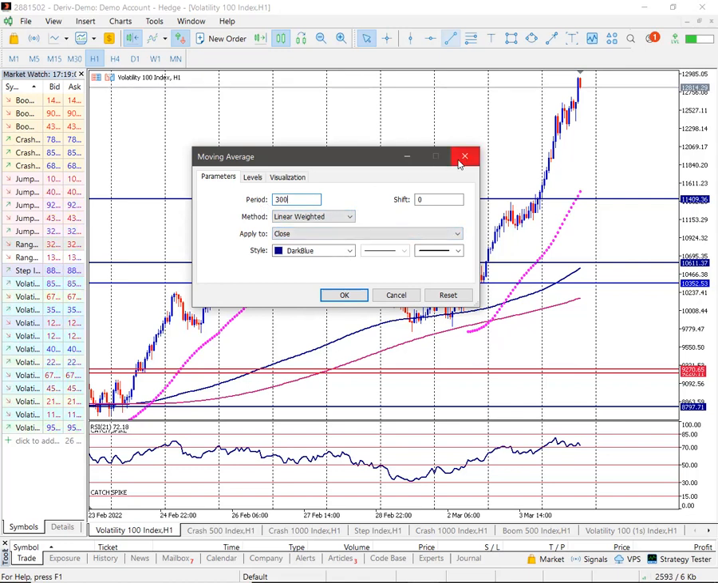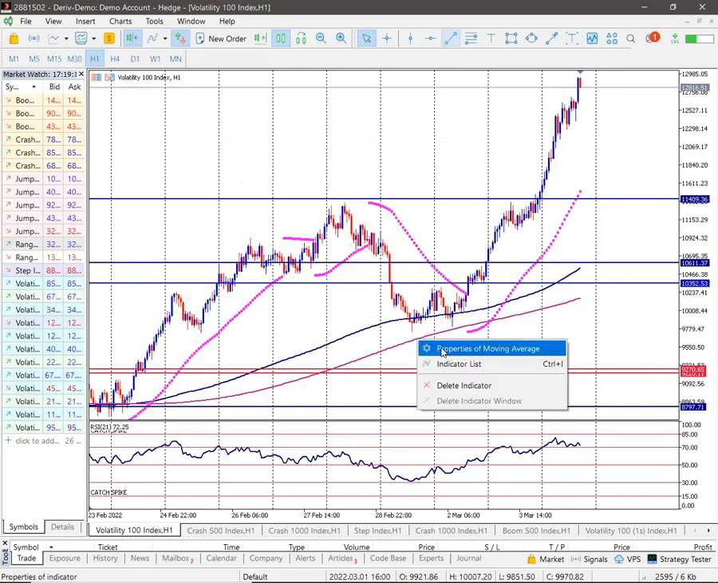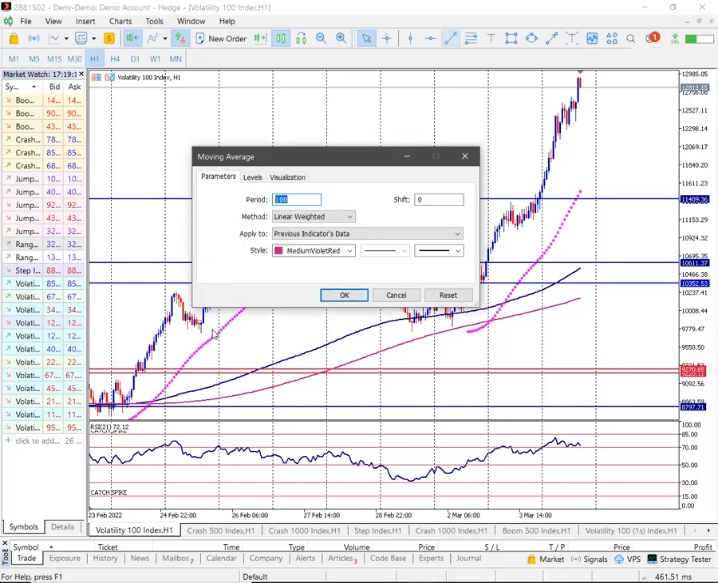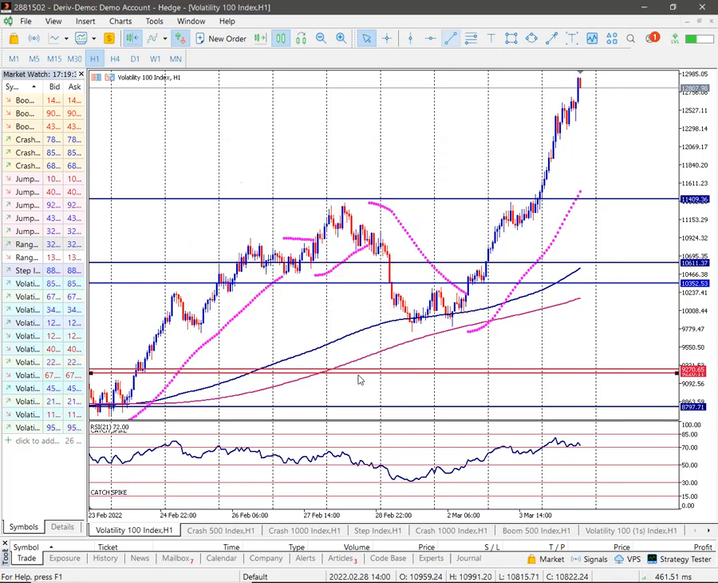This is the first moving average. So you start with the 300 before you go to this one. This one is 100. After you have set the 300, now you need to set the parameters for 100, the second moving average. The period is 100, the method is linear weighted, apply to previous indicator data, and then you can choose any color you like. Once you have that, you'll have these two moving averages on board.